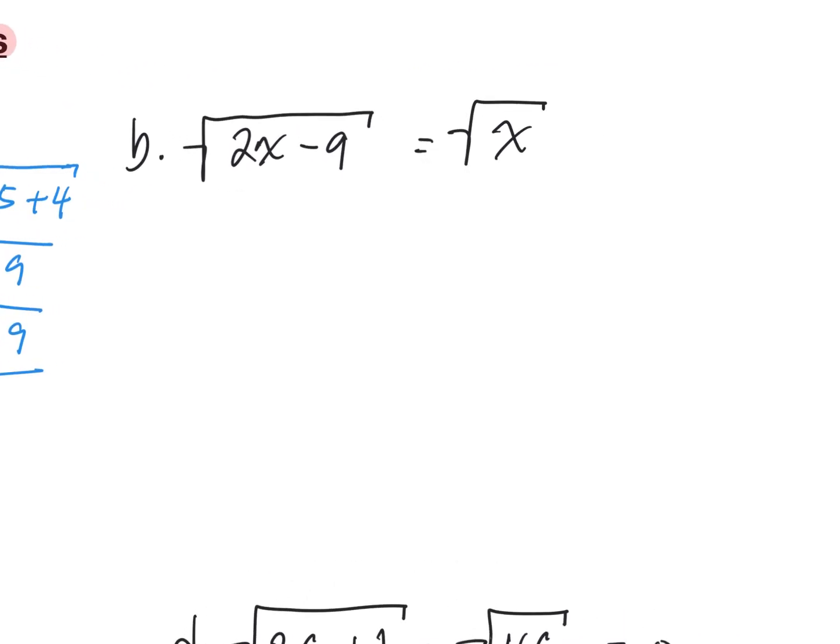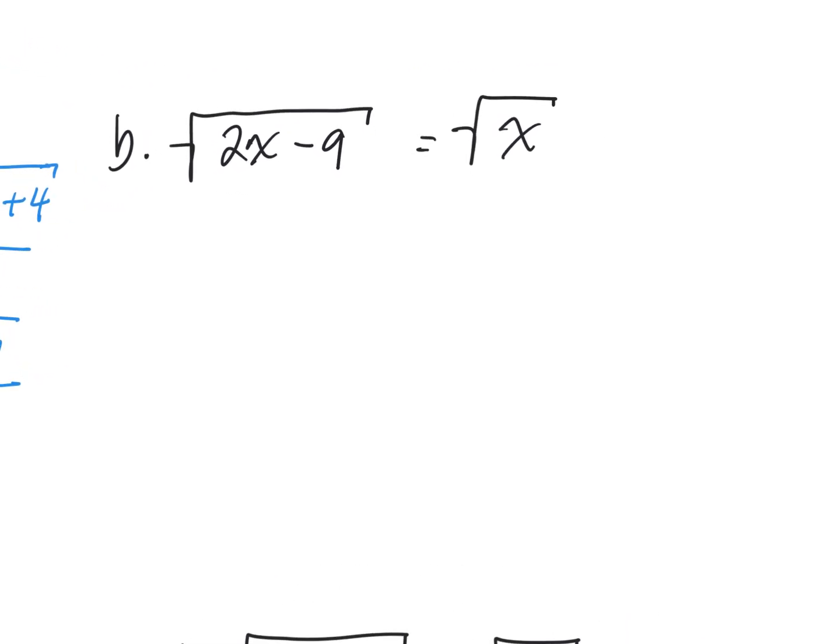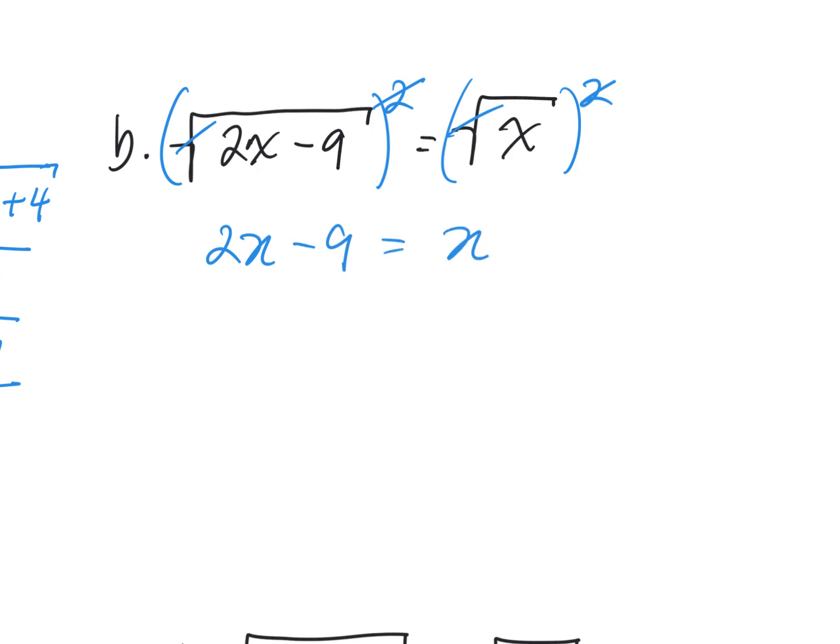Okay, letter B. Let's look at letter B. This is the same situation as earlier, where we can immediately raise to the second power to cancel the radicals. What is left is just 2x minus 9 is equal to x. Transposing, 2x minus x is equal to 9. This is negative 9, but when it goes to the other side, by transposition, it's going to change its sign. Now, 2x minus x is just x. x is equal to 9.